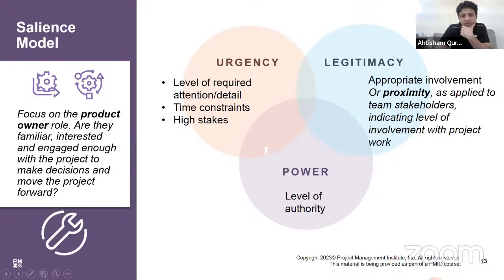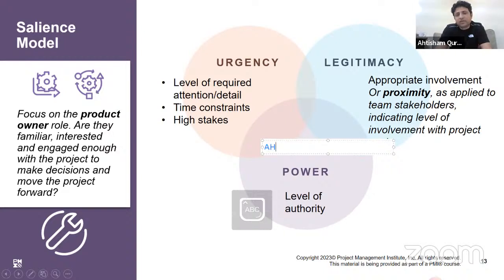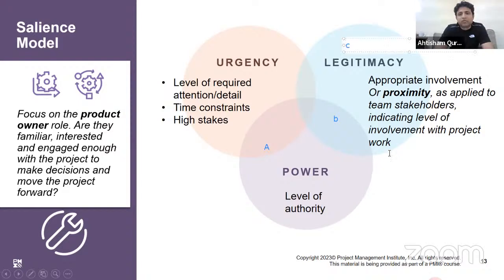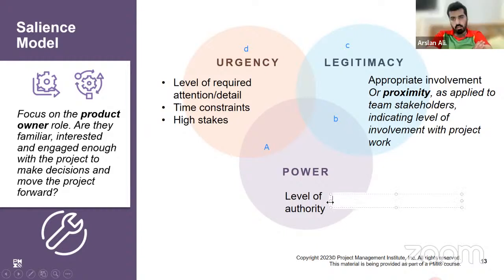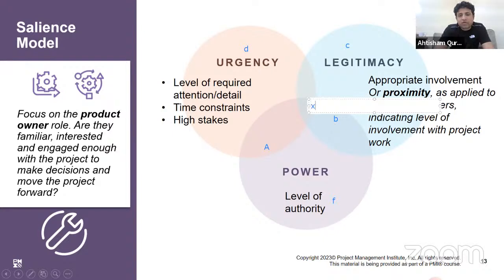I can put a stakeholder right here, that this stakeholder is A, which falls under power. They have power, they have urgency. I may have a stakeholder who falls under this. They may have power and legitimacy. I may have a stakeholder who falls under this. He may have legitimacy but no power, no urgency. I may have a stakeholder here who has urgency but no power. I may have a stakeholder F who has power but no urgency. I may have a stakeholder here who has got all.